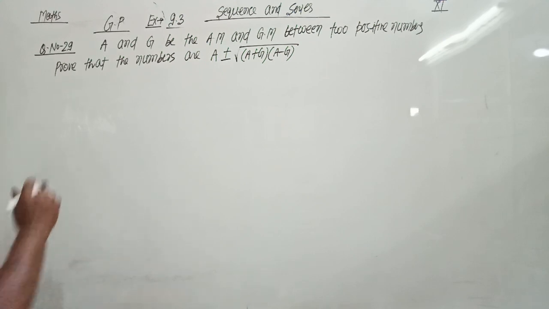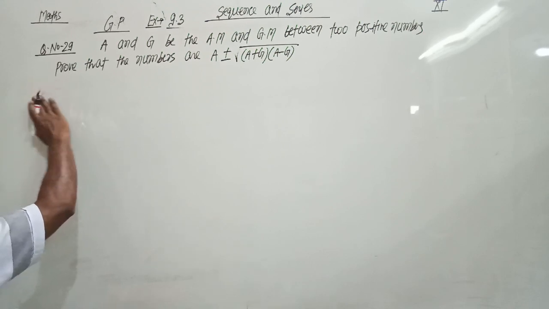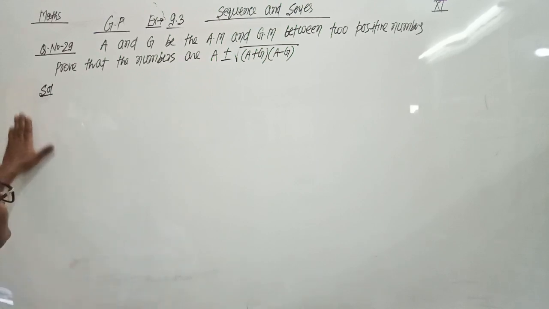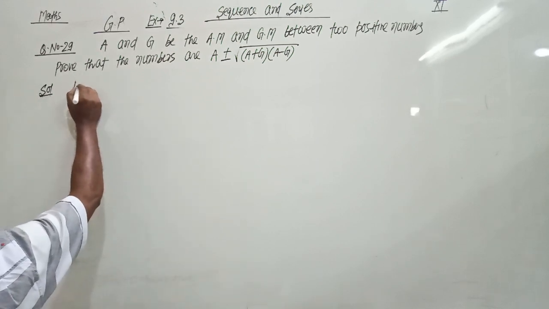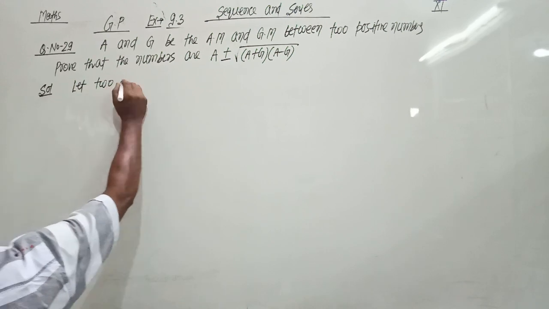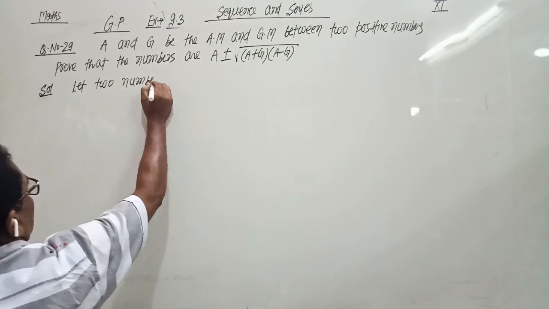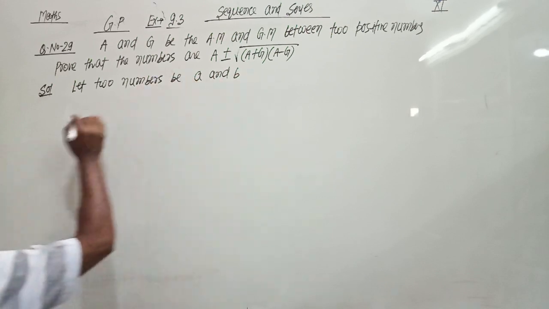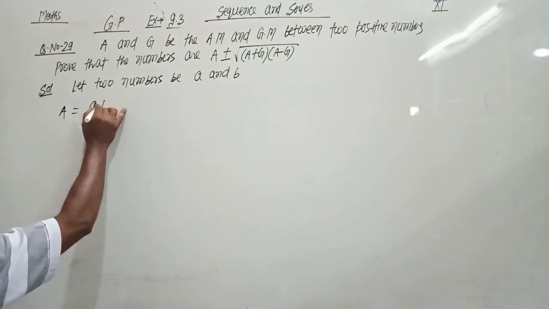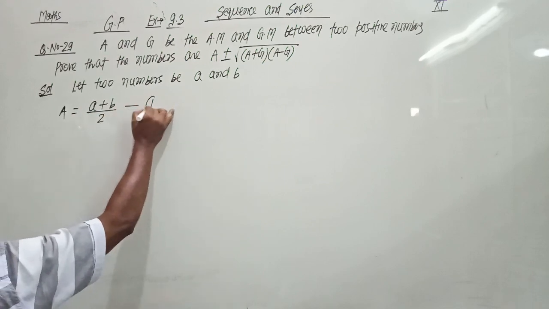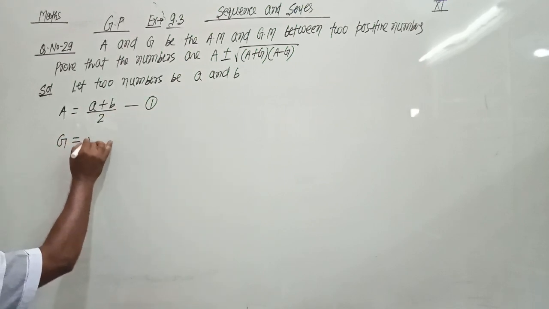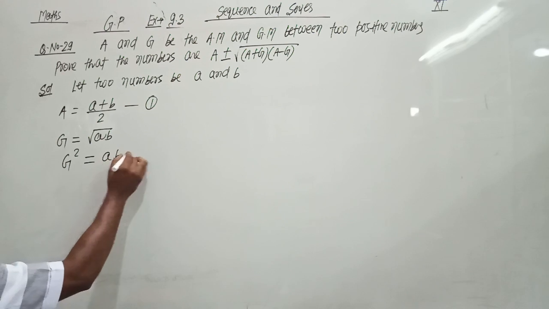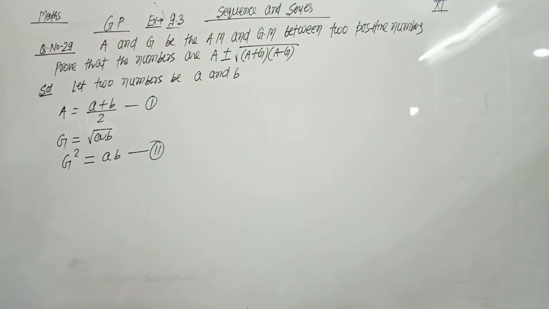So let the two numbers be a and b. So A is the arithmetic mean, means A equals a plus b by 2, first equation, and G is the geometric mean, means G equals under root of ab, and G square equals ab. This is the second equation.